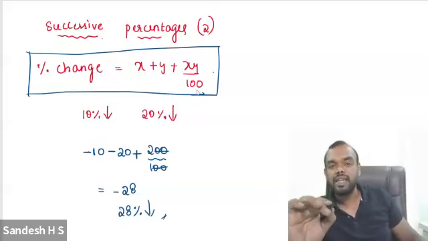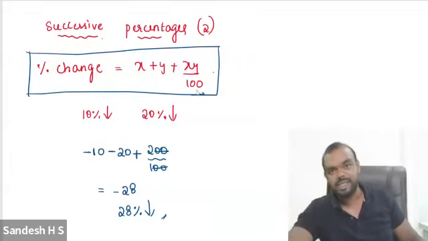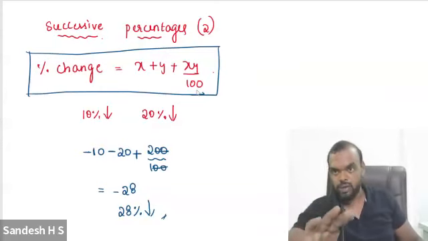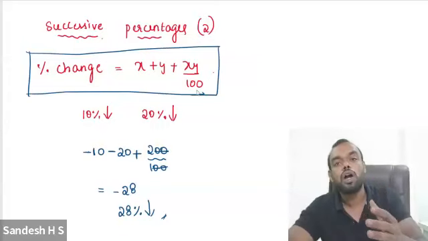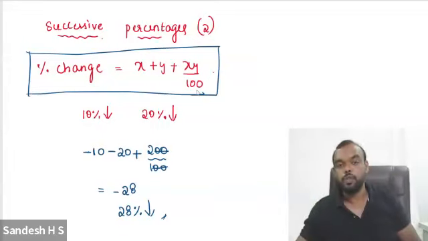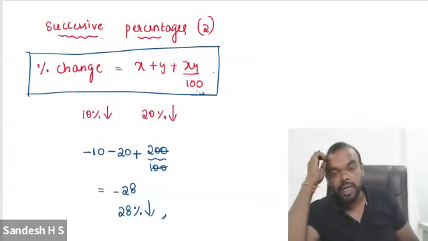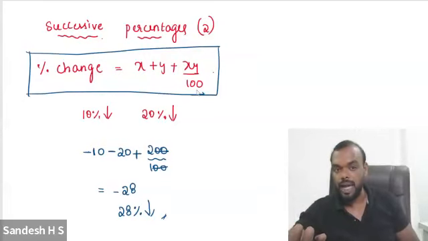This formula will give you percentage change. Yes, original formula of percentage is always same. Change in value by original value into 100. But whenever there are successive percentages, means what? You are applying more than 1% on the same number. You can use this formula to get the quicker answer. Am I clear with this, everybody?